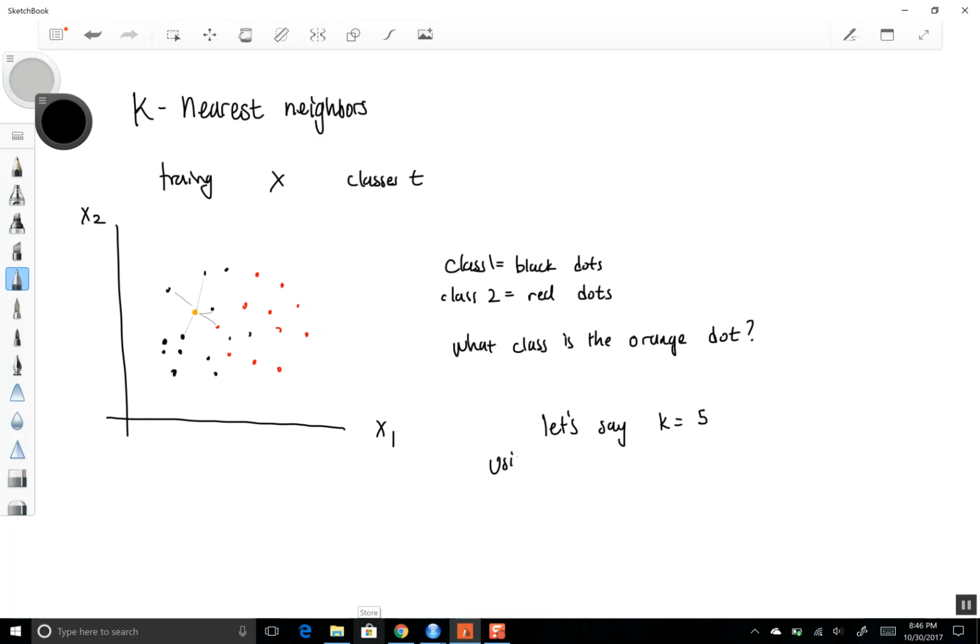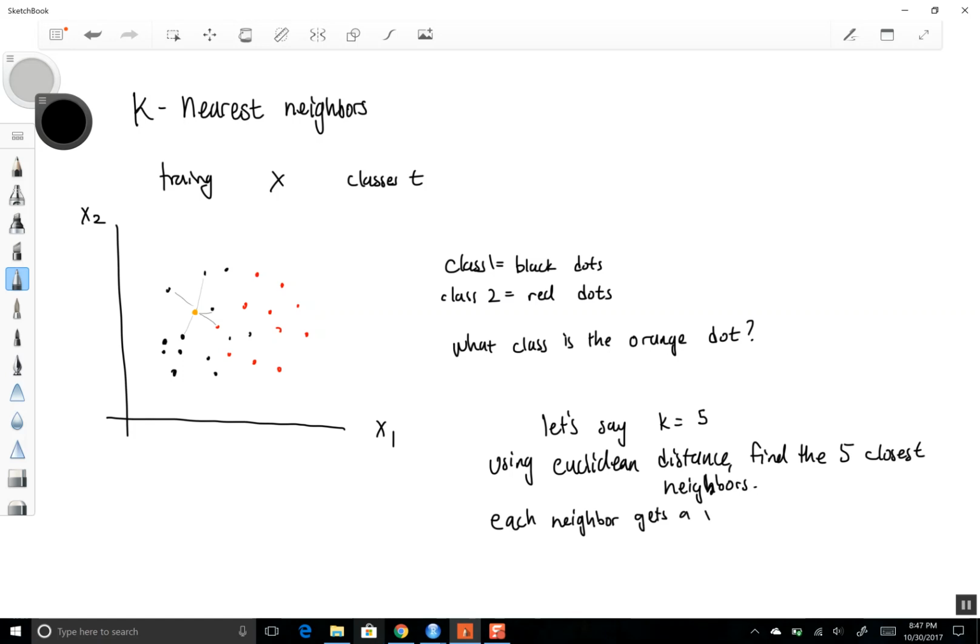So using Euclidean distance, find the 5 closest neighbors. And then you just say, okay, each neighbor gets a vote, right? Each neighbor gets a vote. All right, and so how do we vote?